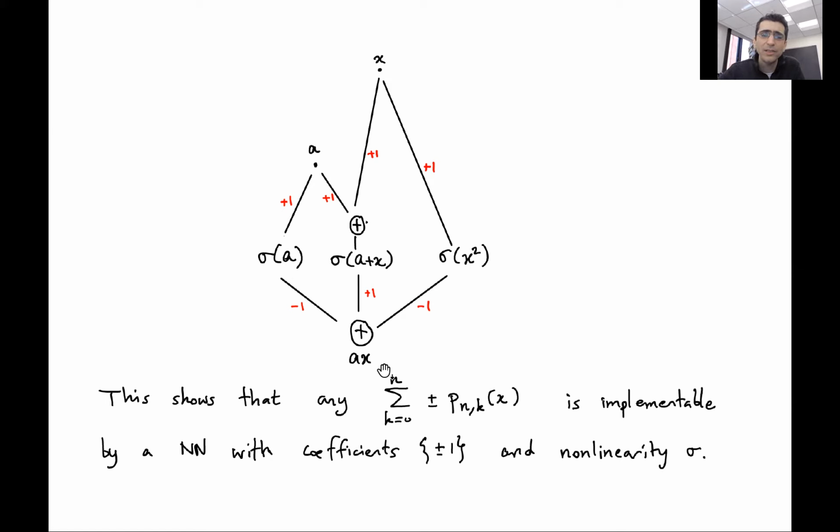And then down here, we have AX. Okay, so all the coefficients here are plus minus one. The only kind of magic comes from this specific nonlinearity. Now, this shows that any plus minus one combination of the Bernstein polynomials is implementable by a neural network with coefficients plus minus one only if we're using this specific nonlinearity.